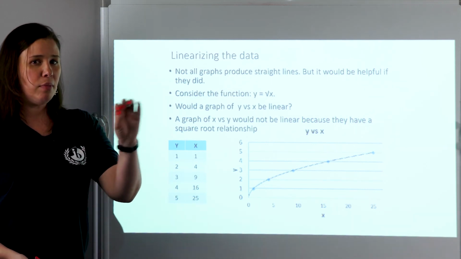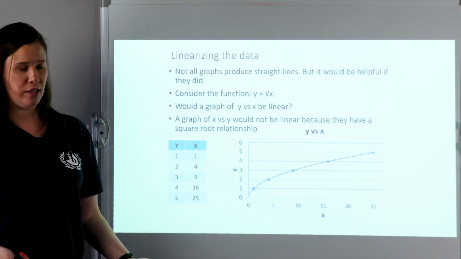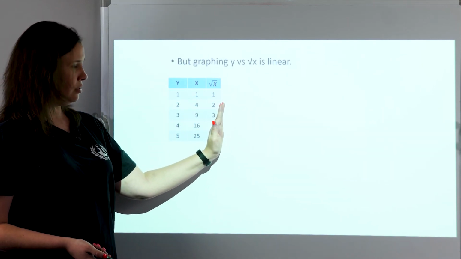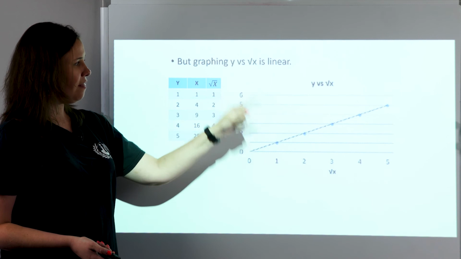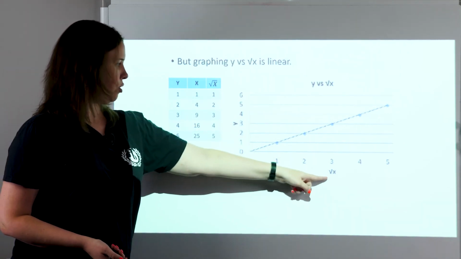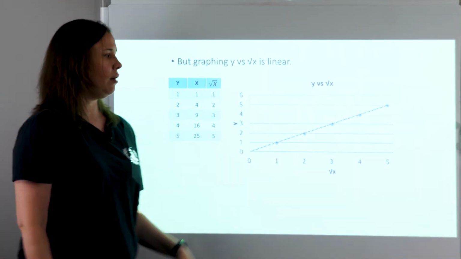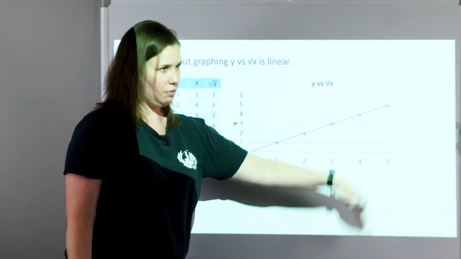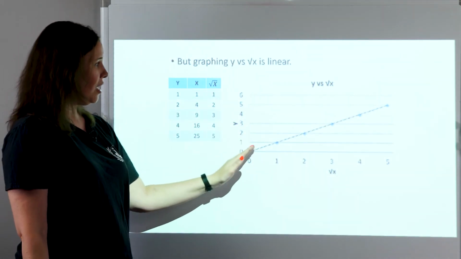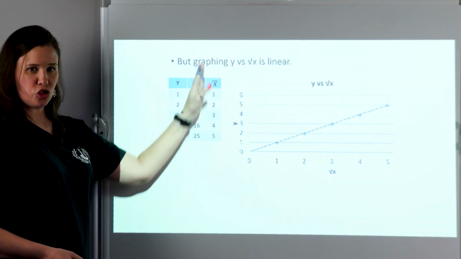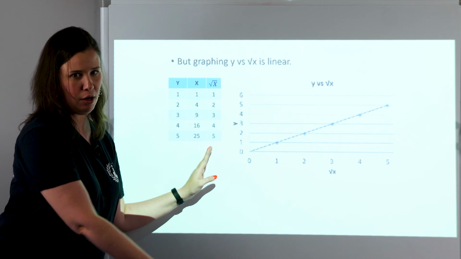But how could I make a linear graph out of this data? Well, if I actually did a calculation to find the square root of x and then graphed that, y as a function of the square root of x, sorry, then that would give me the linear line. And notice the data table now expands to show the data that is going to be graphed.